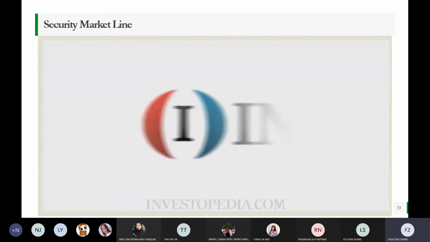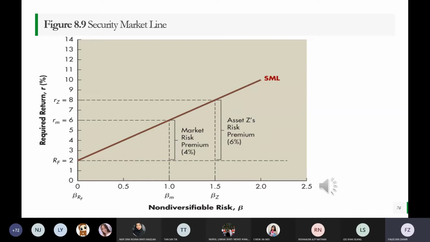Okay, so basically the security market line puts all the companies under the same graph, with each respective beta, and shows how this beta reflects the required return. Okay, let's look at the explanation recording here.